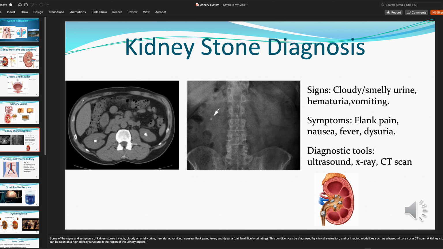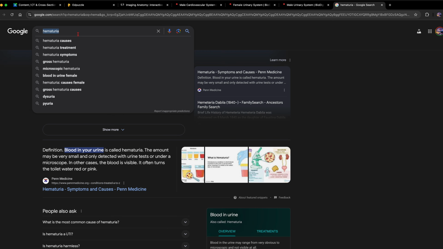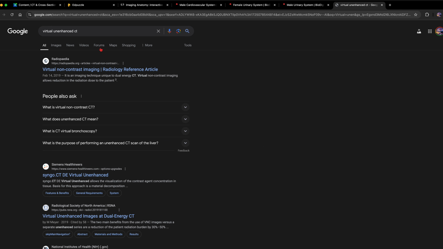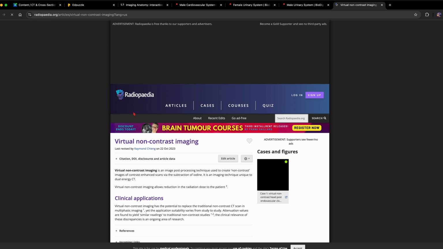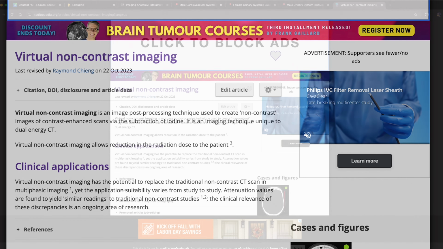Fortunately, there are machines now, which I think is an industry standard, that can do what's called virtual unenhanced CT scans. So we would give the patient a CT scan with contrast, and the machine will then subtract the contrast from the study, thereby giving us a non-contrast study, even though we inject it. All right, just a little tidbit for you. And then let's continue on.